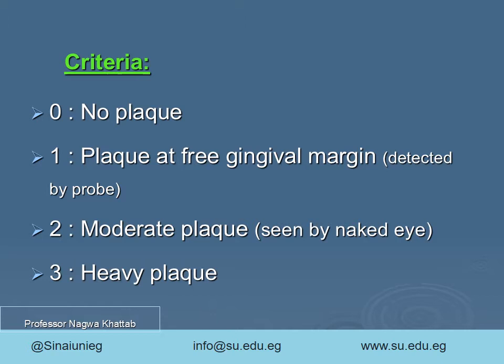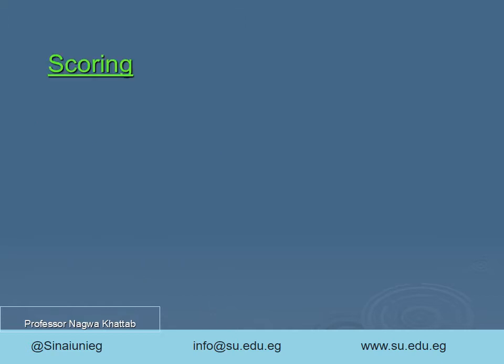The criteria for examination are described on a scale running from 0 to 3. 0, no plaque. 1, the plaque at the free gingival margin, detected only with a probe. 2 is a moderate amount of dental plaque can be seen by the naked eye. 3, heavy plaque.